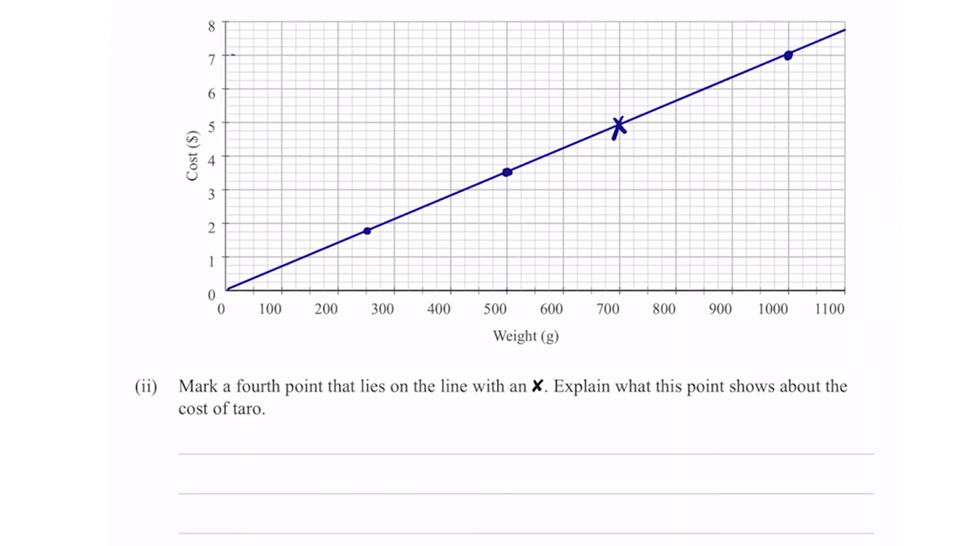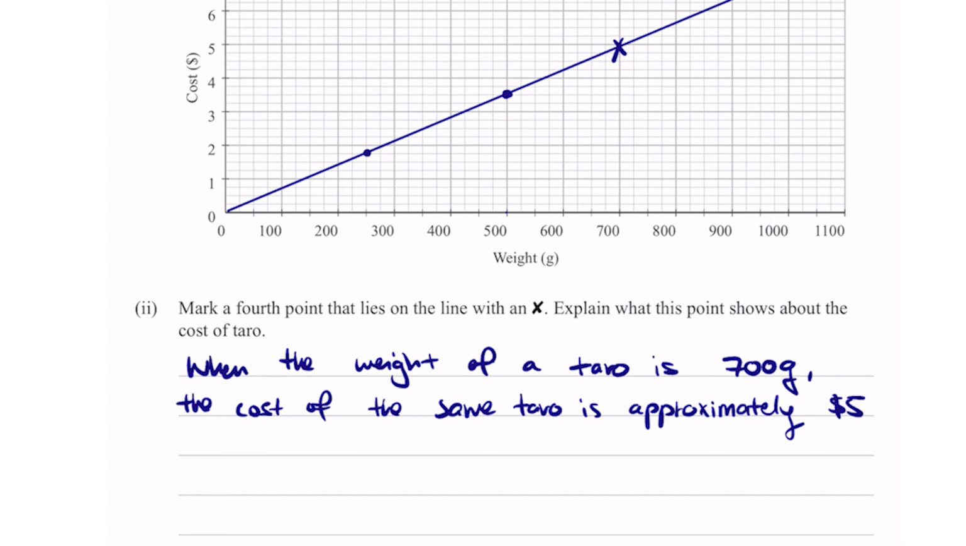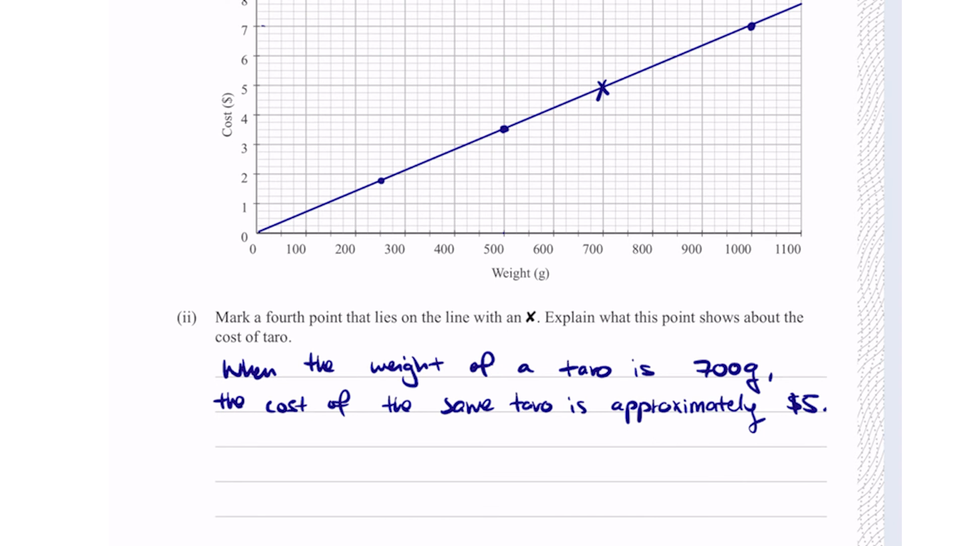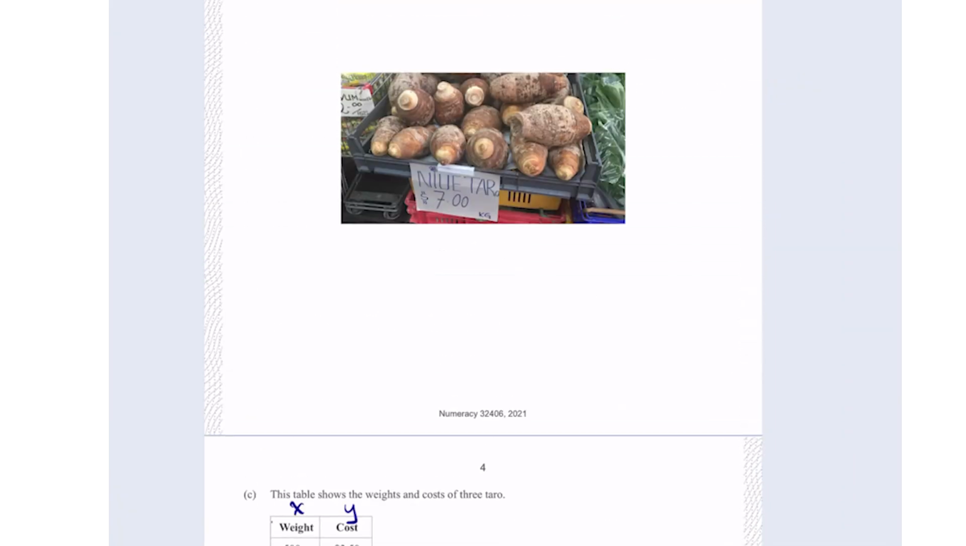So my answer is going to be: when the weight of a taro is 700 grams, the cost of the same taro is approximately $5. And that might not be exact because I haven't drawn my line completely straight, but we can actually work it out if we wanted to.